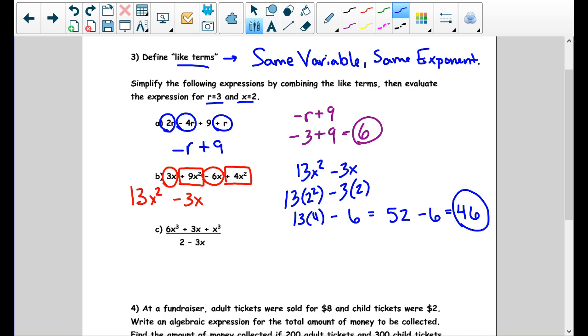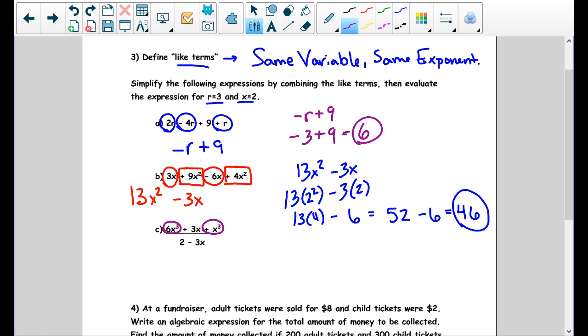Alright, letter C. Be careful with this, okay? If I have addition and subtraction, top to bottom, I can't just say, look, 3x, 3x. It doesn't work that way. If I have addition and subtraction in there, I can't just cancel top to bottom. But we can still combine like terms on top and on the bottom if we have them. So here I have a 6x to the third and an x to the third.